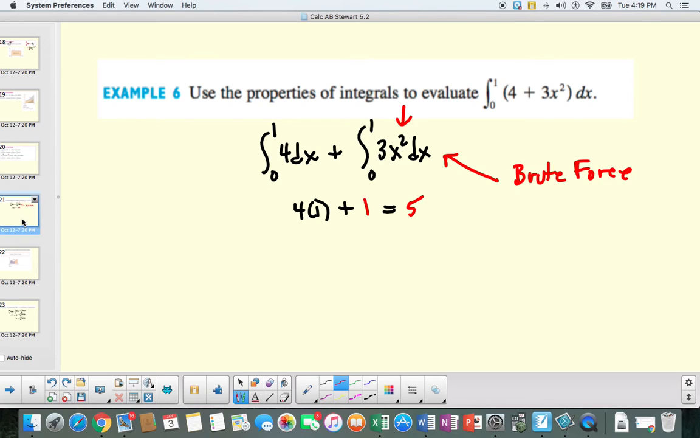Let's use these properties to evaluate this. So I'm going to take this and split it up into two integrals. I know this one, this is the constant property, so this is 4. And I'm just going to give you this answer. The answer is 1, and we could do this through brute force. That was the previous lesson.